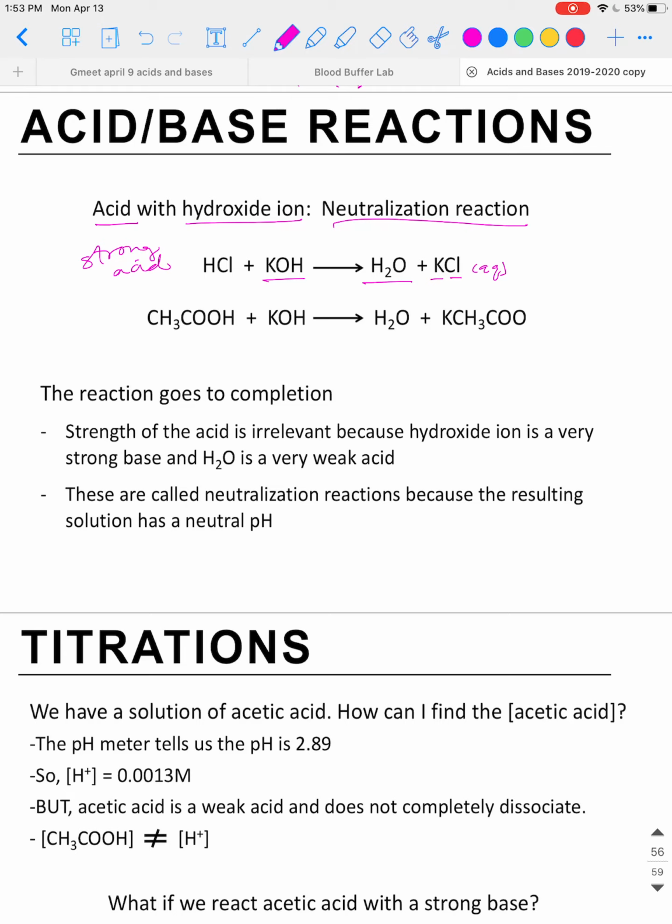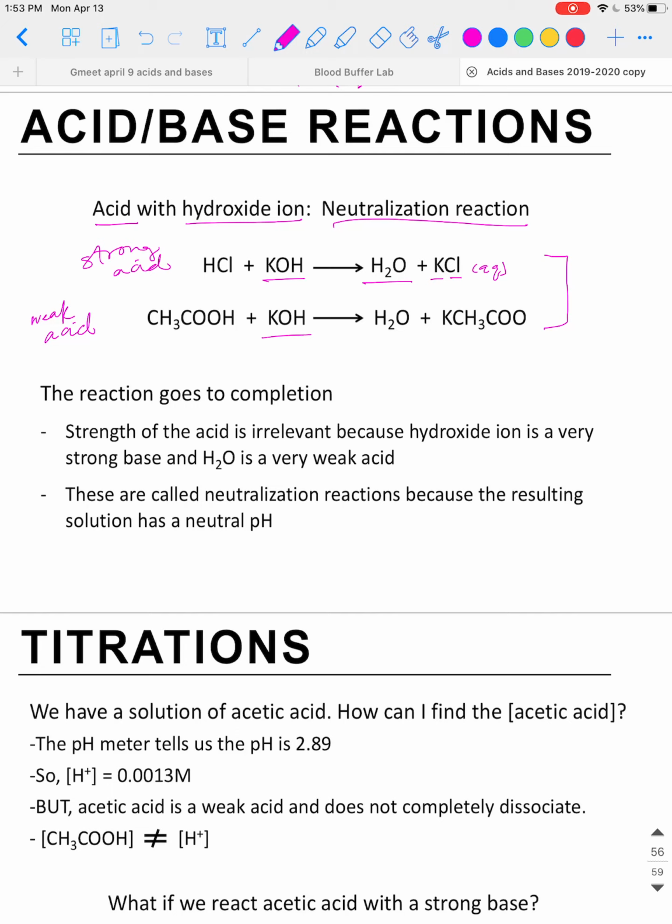Obviously, the strong acid and the strong base are neutralizing each other to make water. The second reaction, we have acetic acid, which is a weak acid. We know weak acids don't fully dissociate, and usually we write the dissociation reaction with a double arrow. But here, we're reacting it with a strong base. So notice we've only written a single arrow, okay?